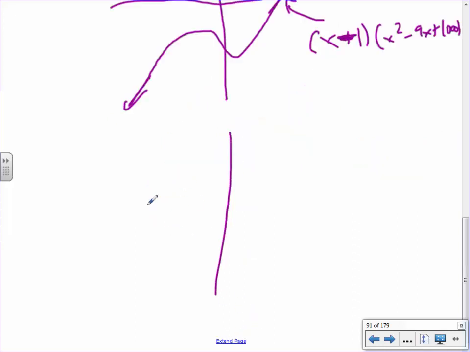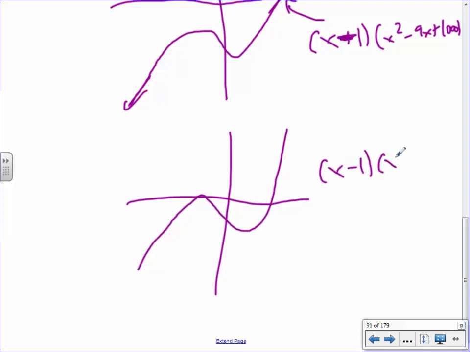Another possibility would look like this. What if it just barely grazed and did that? This might look like this, x minus 1 and then x plus 1 squared. The x minus 1 is this one right here. That's the root of 1. And then over here, the negative 1 is right there. And it's squared, though, because it's like there's 2 of them. And that's why it just barely touches right there. Makes sense? We call it a double root.